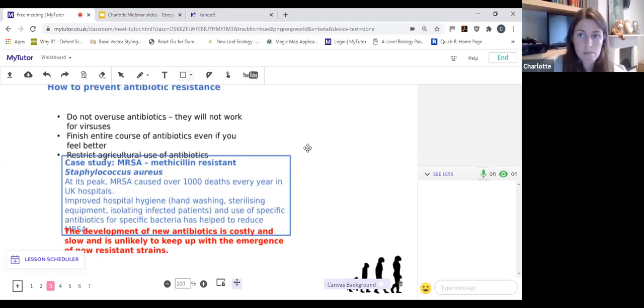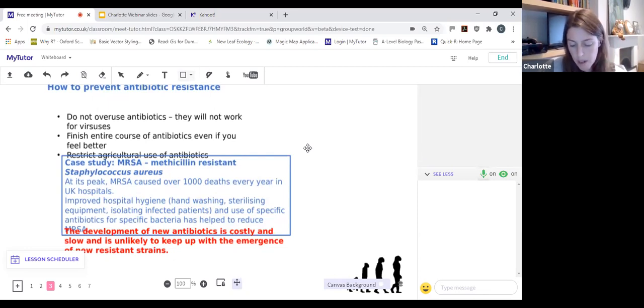And eventually we did manage to get a handle on it. And most of that came through improved hospital hygiene. So hand washing between patients by hospital staff, hand washing by visitors to the hospital as well when they came in and out, sterilising equipment between patients, even if you hadn't really used it, isolating infected patients so that they weren't able to expose anyone else to that resistant bacteria. And also the use of specific antibiotics for specific bacteria.